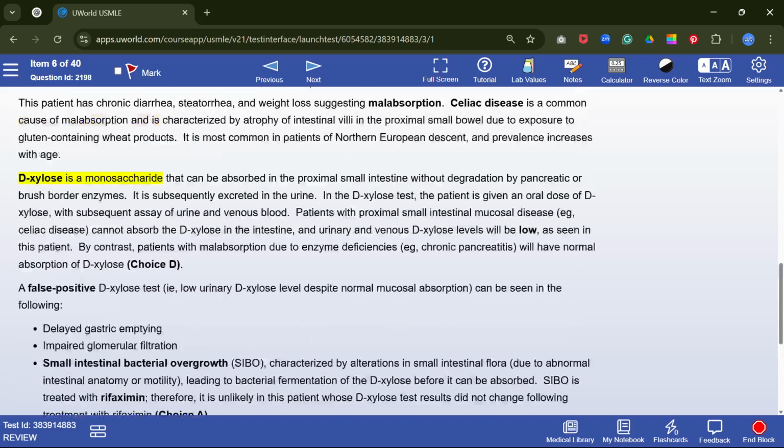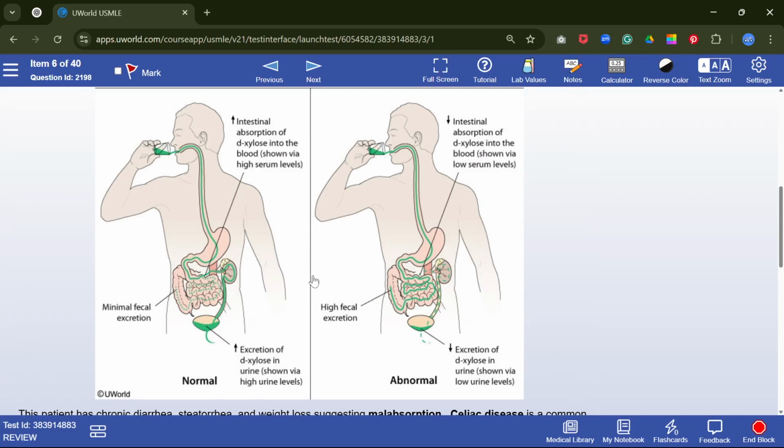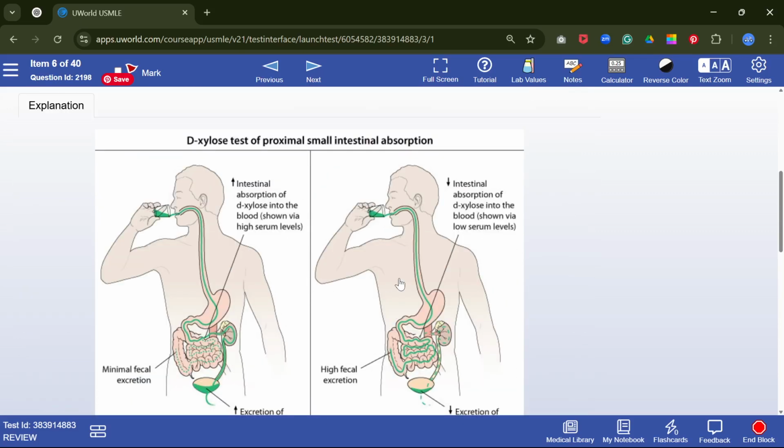So this is a very high yield topic, the D-xylose test. It is usually not done nowadays, but it is very helpful.